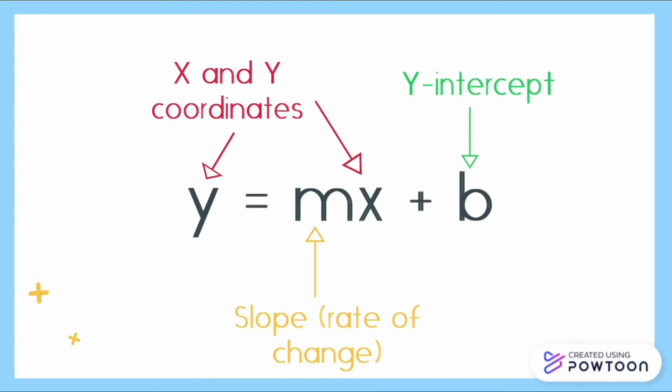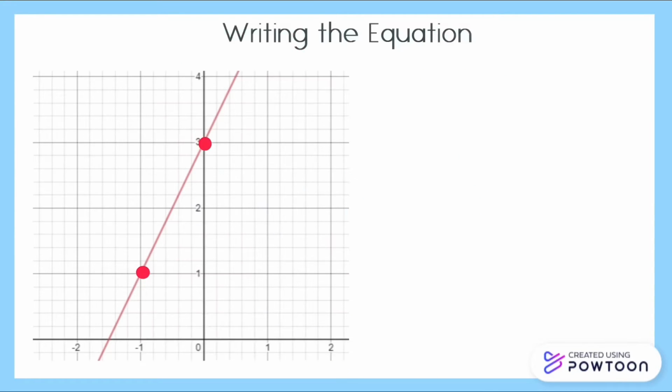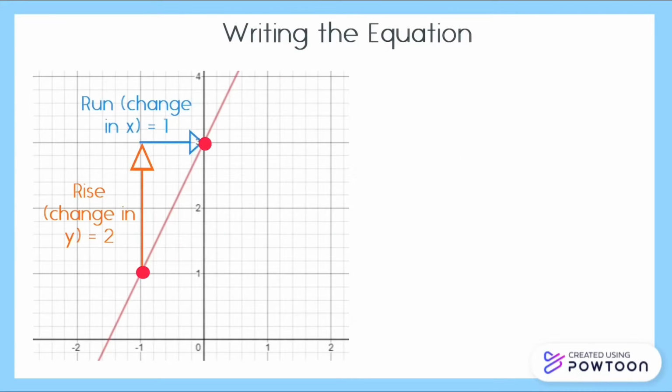On a graph, you can find the y-intercept by seeing where the line touches the y-axis. Be sure not to confuse the y-intercept with the y value. Let's use that information and find an equation for this graph. We can find the equation by substituting values from the graph into the slope-intercept formula, y equals mx plus b.